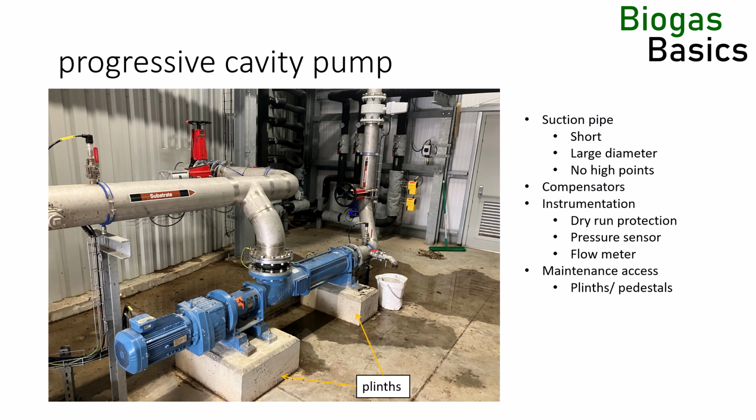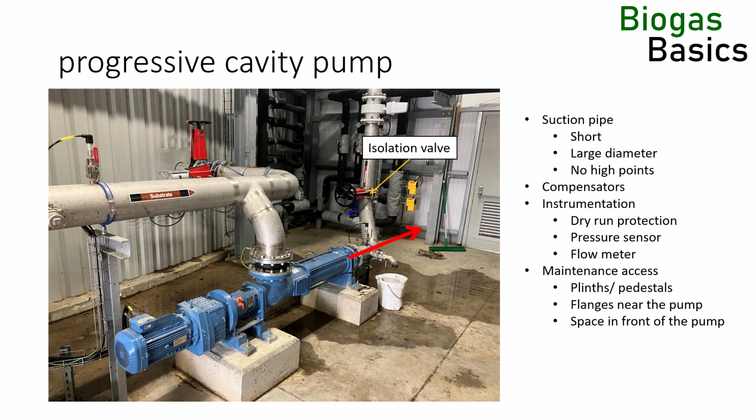Make sure that there is a small piece of pipework with a flange at the outlet, which can be removed when the pump needs maintenance. I have seen progressive cavity pumps with 20-meter welded pipes on the outlet, which are a nightmare to maintain. Most important, make sure that there is enough space in front of the pump. This is required when the stator needs changing and is pulled out at the discharge side.